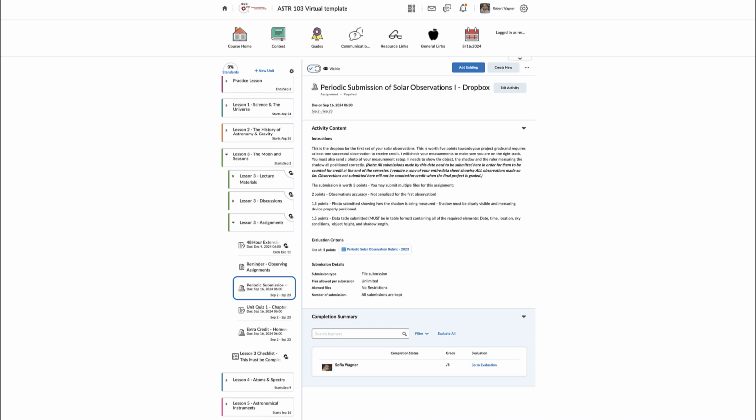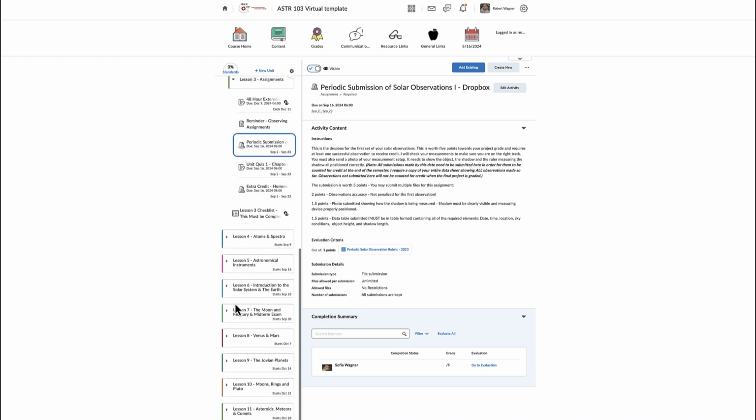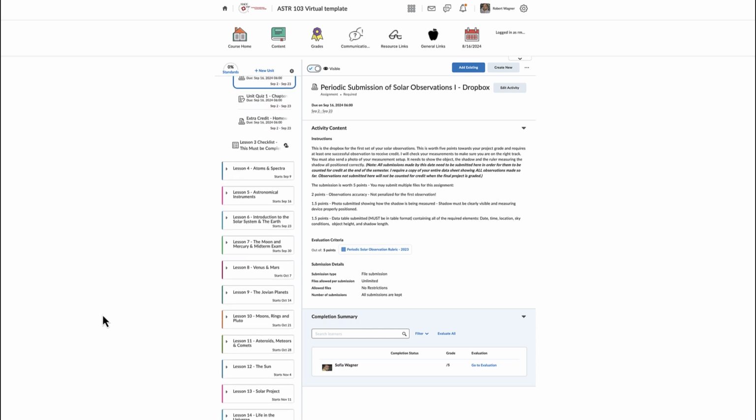In this case, I happen to collect it in lesson 3, and there would be similar assignments in lesson 7 and lesson 11. Those would break down and just have them submit their data. It keeps them on track.